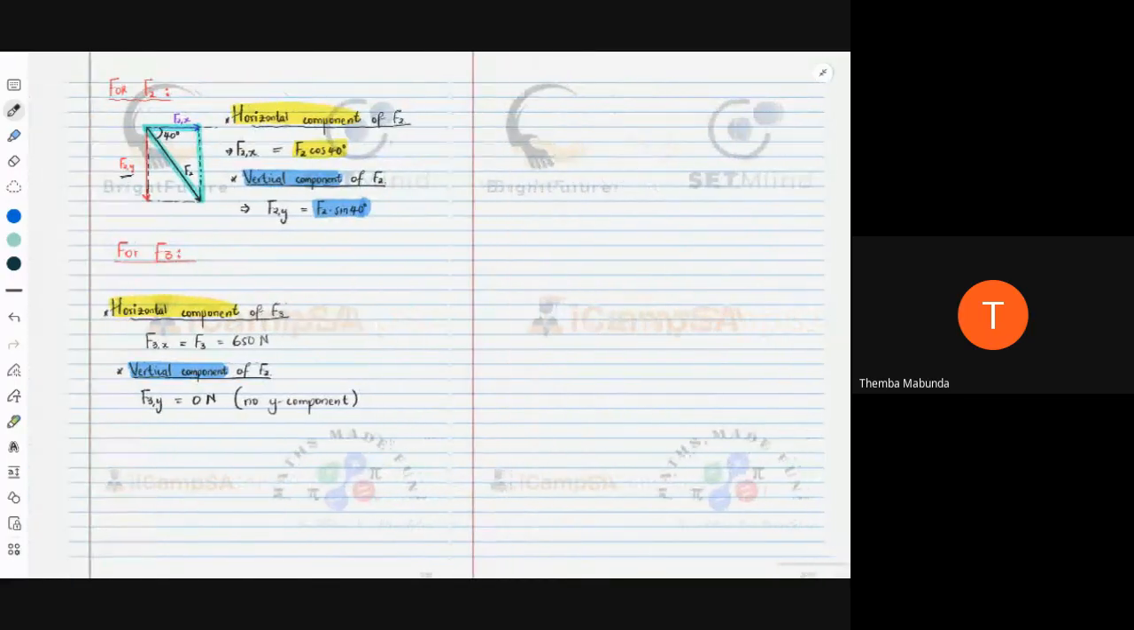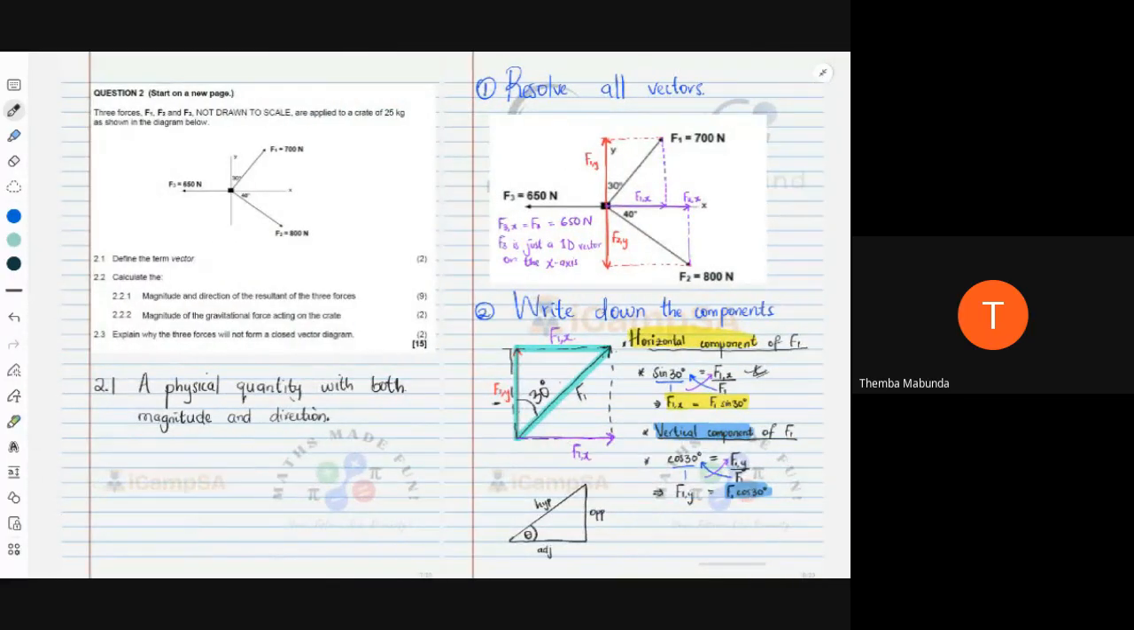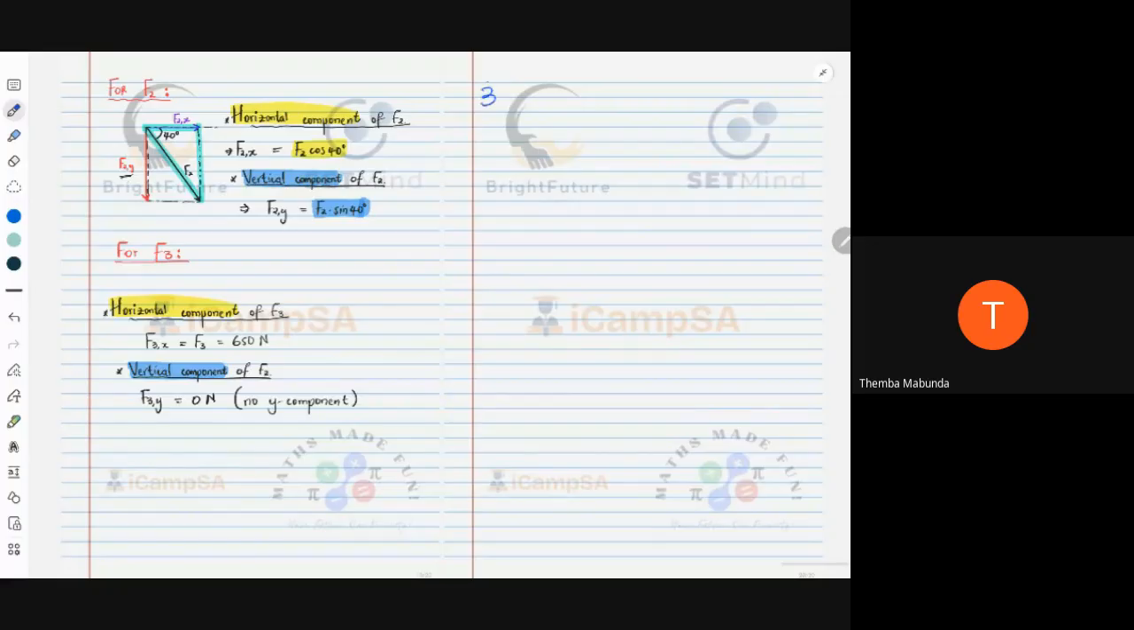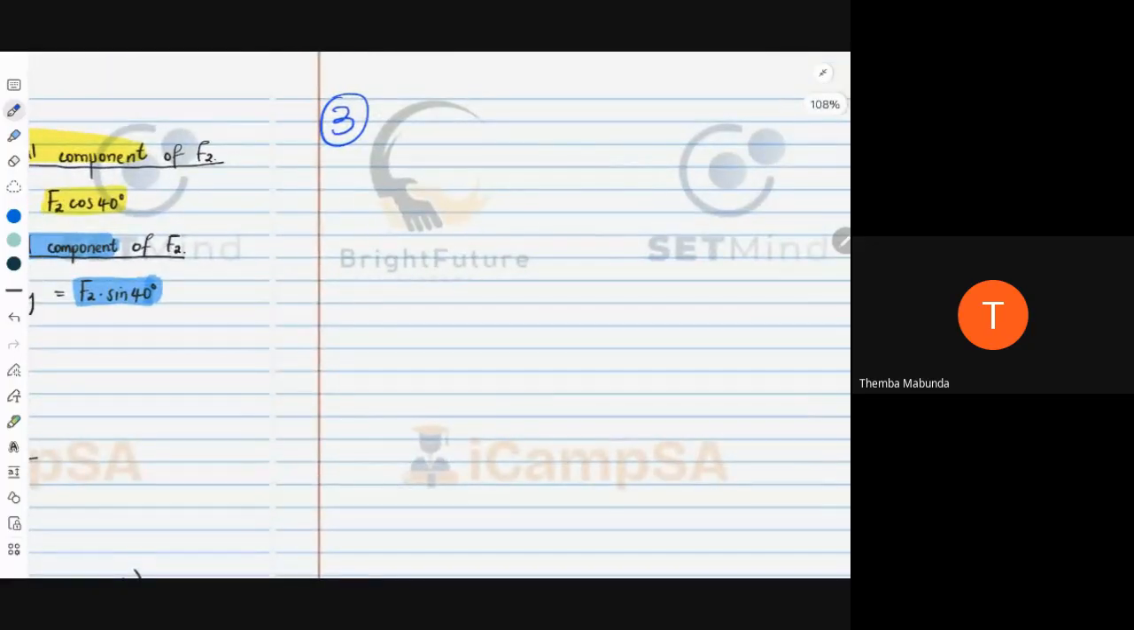Let me show you how it looks. So let's go to step 3, I think. Where's my blue? Step 3: sum all the x components. Let's start with x. We'll call them horizontal components. Let me just call them horizontal components to avoid confusing you guys.